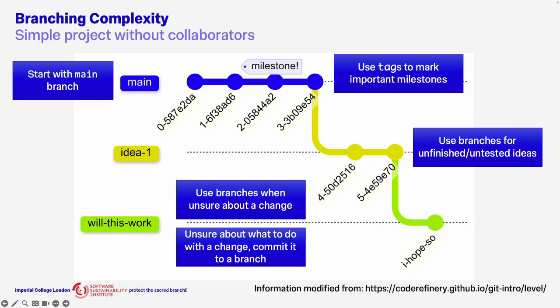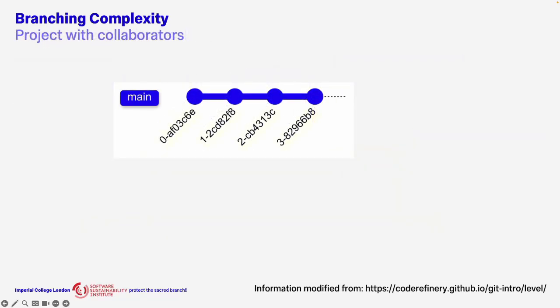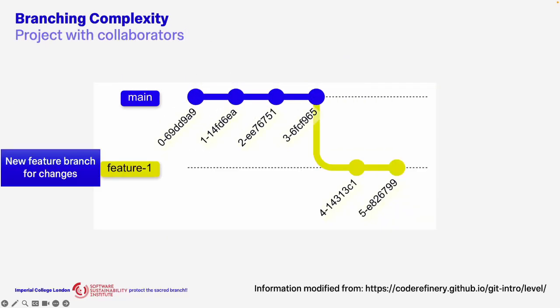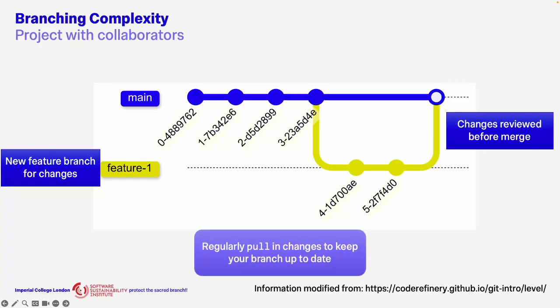When working with others, you'll want to create a new branch for each feature or fix that you work on. This ensures that each person is working on their own branch. When changes are ready to be merged, they should be reviewed by another collaborator to check the implementation and the style.